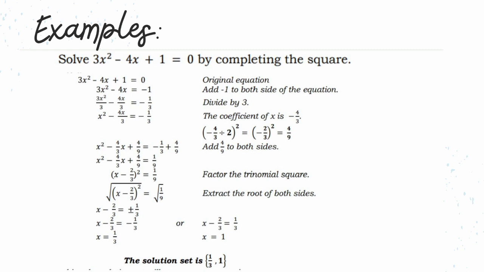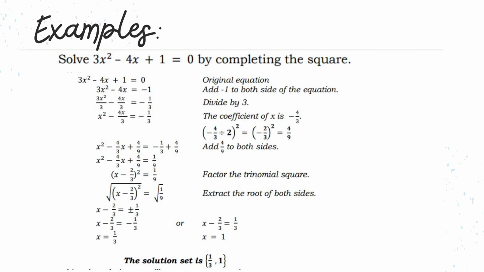So after that, kuhaan na nato ang square root. So, if kuhaan na nato ang square root sa the quantity of x minus 2 over 3 squared, ang mabilin na is x minus 2 over 3. Then if kuhaan na ang square root sa 1 over 9, ang iyang answer is positive and negative 1 over 3. Since nakuha na nato, i-distribute na nato ni for the x sub 1 and x sub 2.